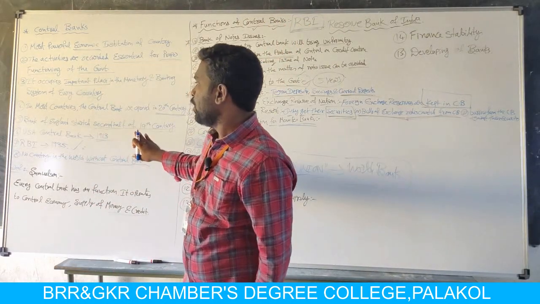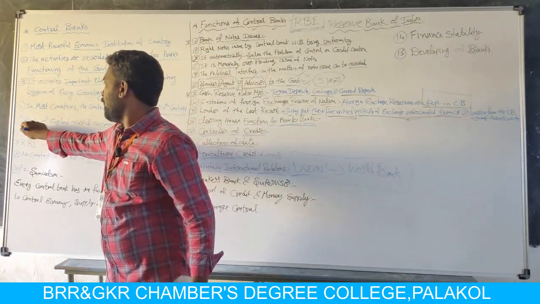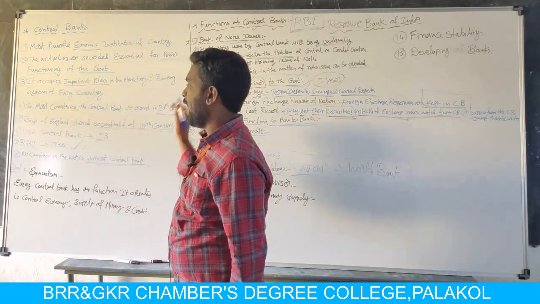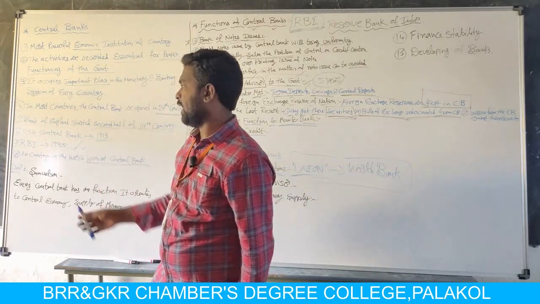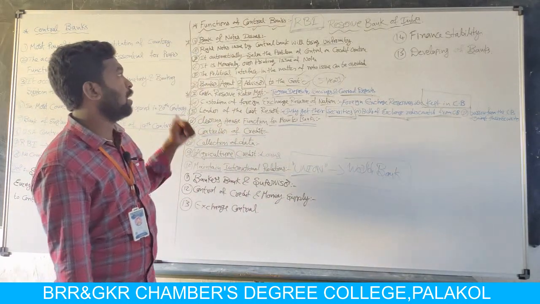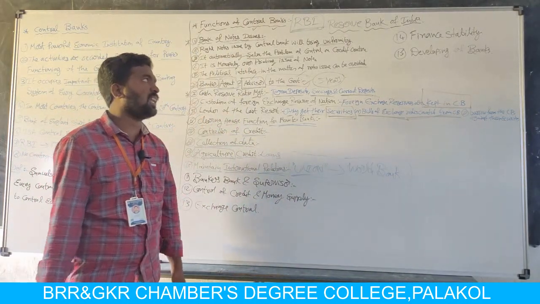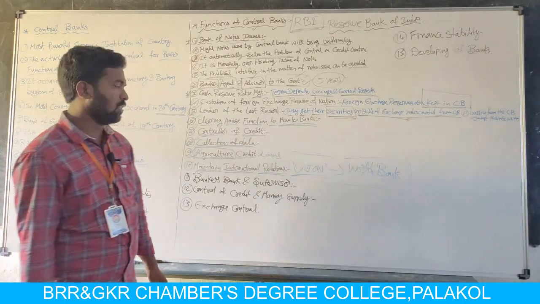In England, it is called the Bank of England, in the USA the Central Bank, and in India the RBI. So for all commercial banks of each and every country, the World Bank is the head office. Okay.